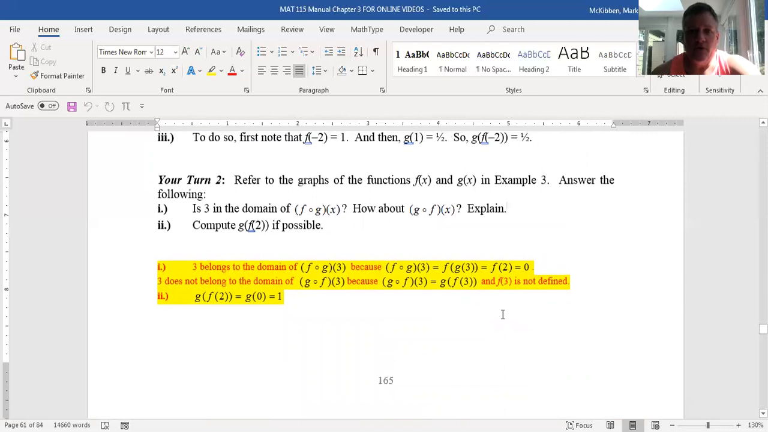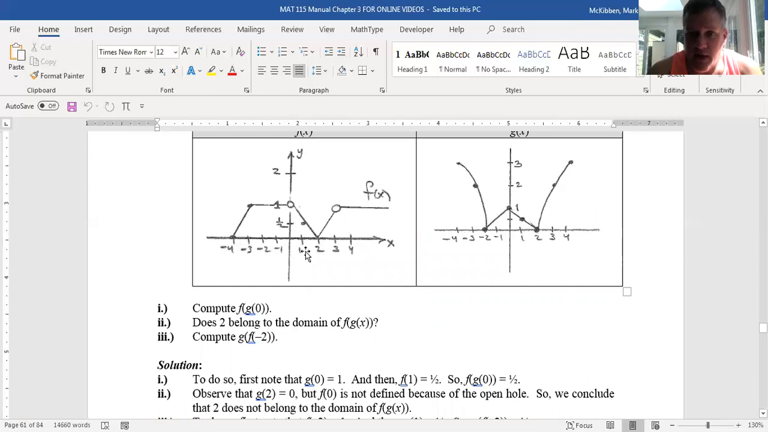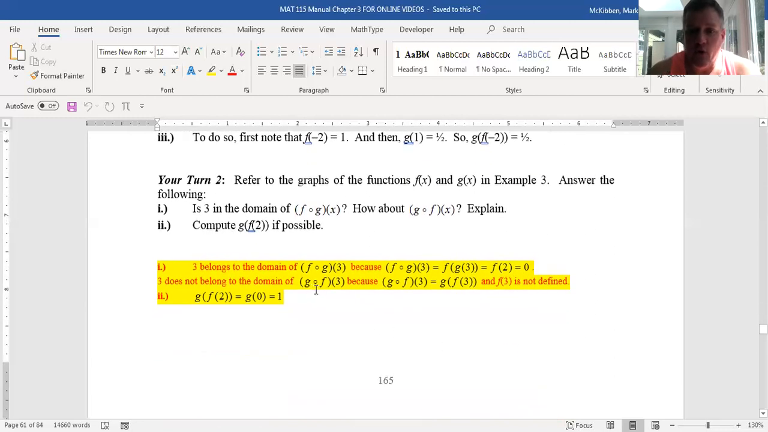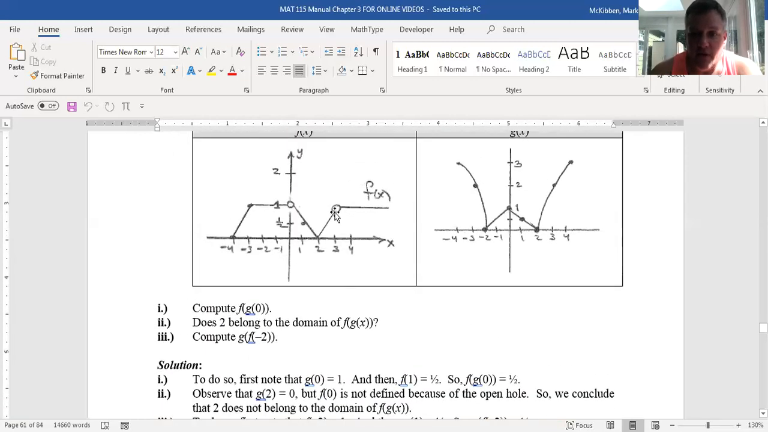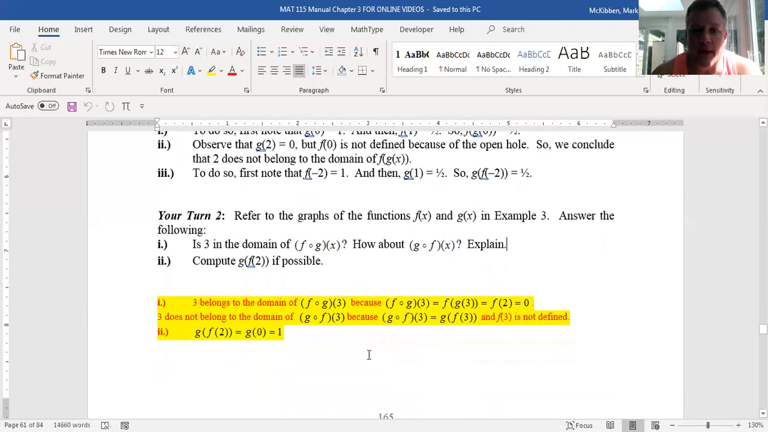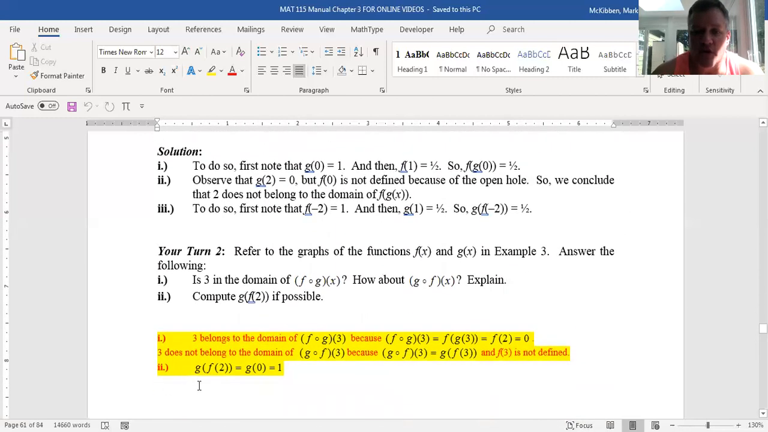Okay. So notice it's asking, is 3 in the domain of f circle g of x? And how about the other one? For the first one, it is, because f circle g of 3 is f of g of 3, but g of 3 is 2, and f of 2 is 0, right? So that first one is perfectly well defined. However, if you reverse the order, g circle f of 3 means g of f of 3, but f of 3 isn't defined because there's only ever an open circle on 3. And so g circle f of 3 is not defined. Okay, and then g of f of 2 is 0, g of 0 is 1, and so g of f of 2 is 1.